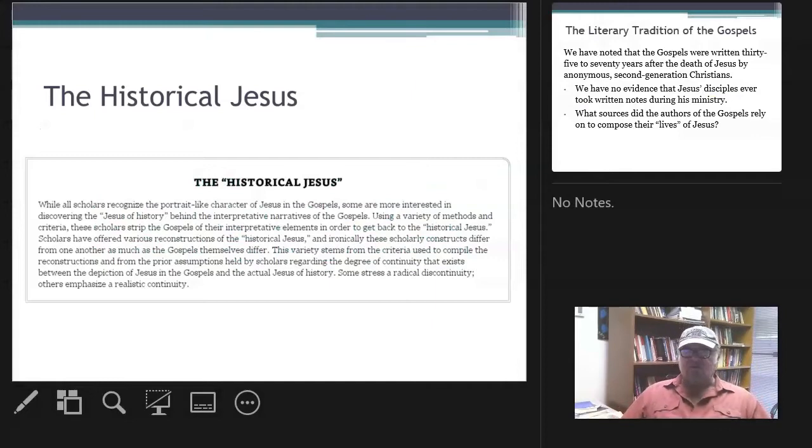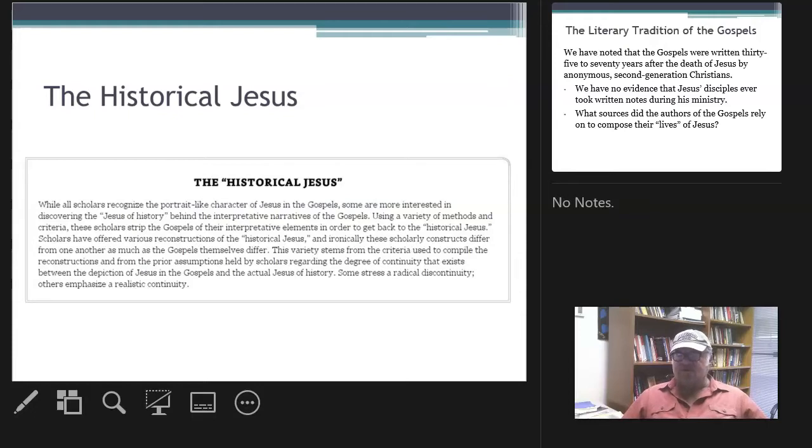This brings us to a note about the historical Jesus. This was a particular school of scholarship that attempted to pull back the curtain and discover the historical Jesus. While all scholars recognize the portrait-like character of Jesus in the Gospels, some are more interested in discovering the Jesus of history behind the interpretive narratives of the Gospels. Using a variety of methods and criteria, these scholars strip the Gospels of their interpretive elements in order to get back to the historical Jesus.